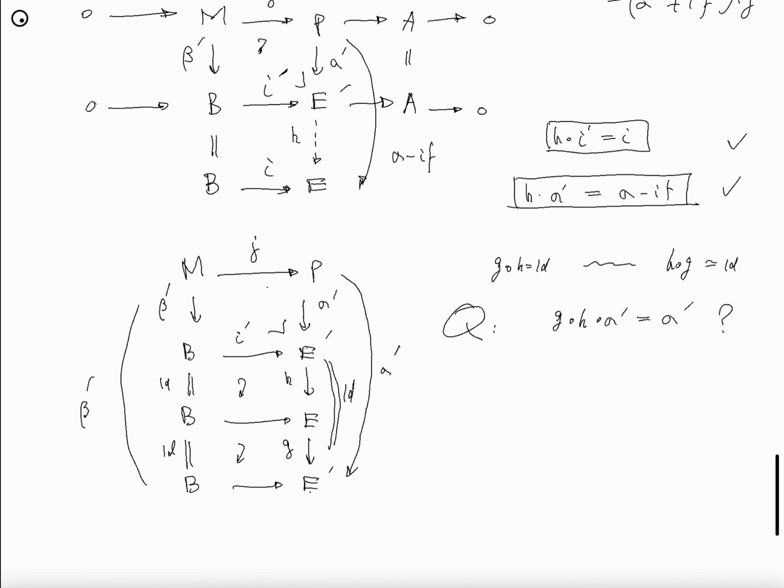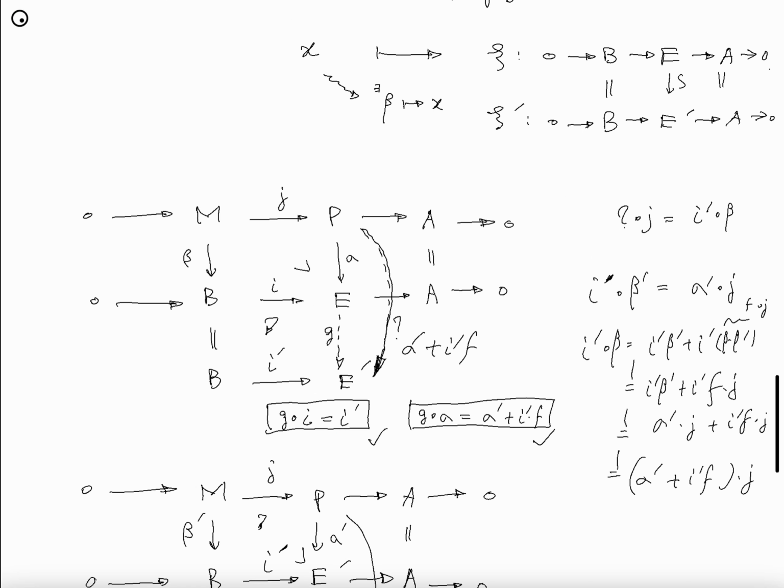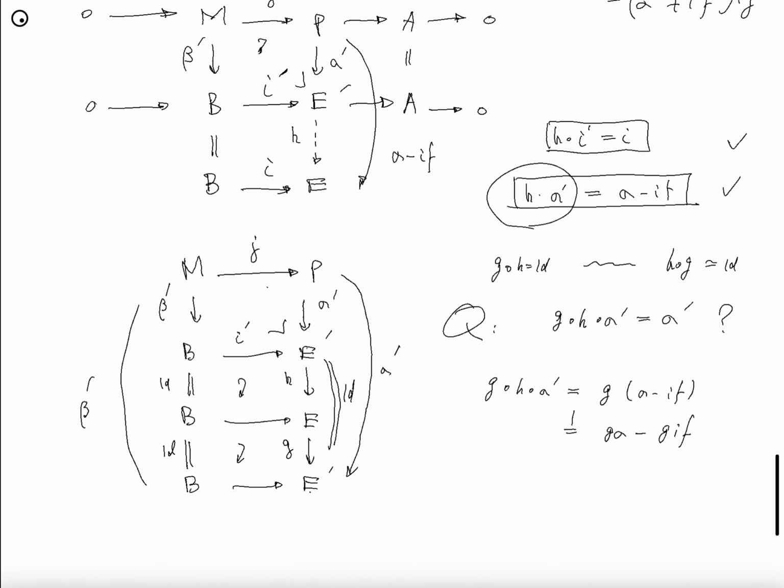Let's just check it. J compose H compose sigma prime would be, firstly, J compose sigma minus IF, and so this is J sigma minus JIF. What is that? J sigma minus JIF is sigma prime minus I prime F. Let me recall, sigma prime plus I prime F minus JIF, I prime F. This is exactly sigma prime. And so we are done.